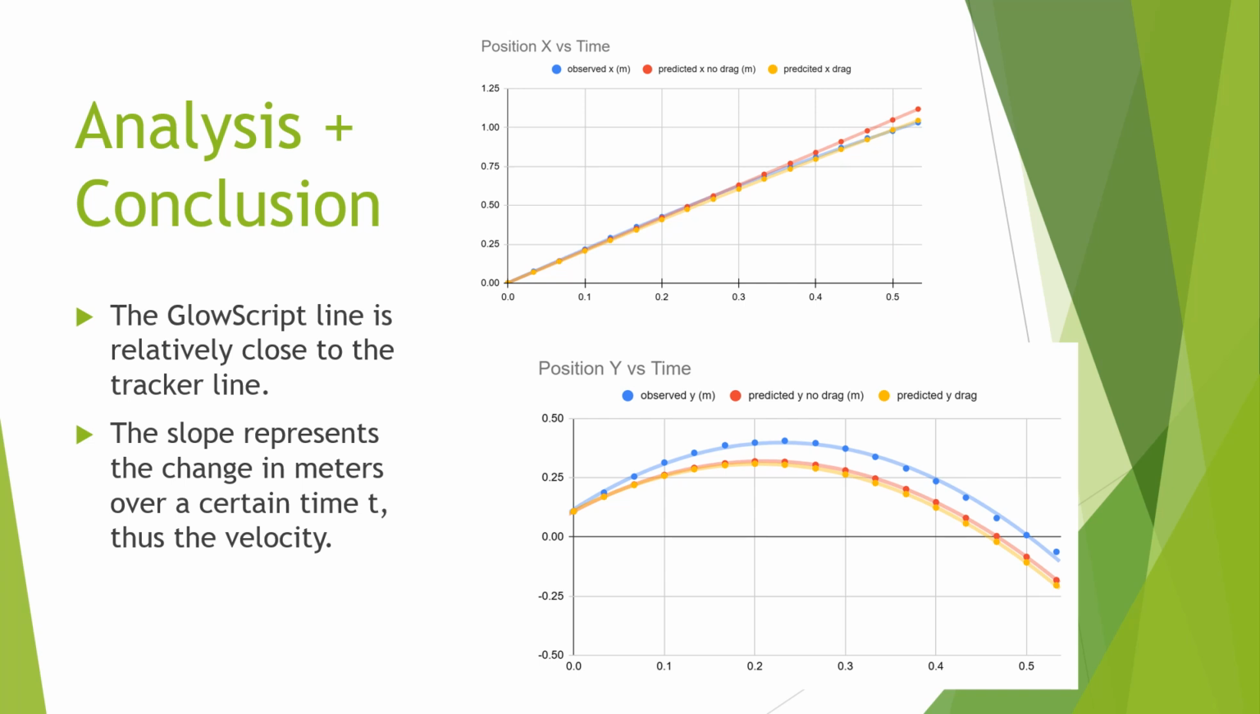For analysis and conclusion, the GlowScript line closely resembled the Tracker line, and the slope represents change in meters over a certain time, which is the velocity. So we have our x position versus time and our y position versus time. As you can see, the yellow closely resembles the observed, and in the x position versus time it is even better.